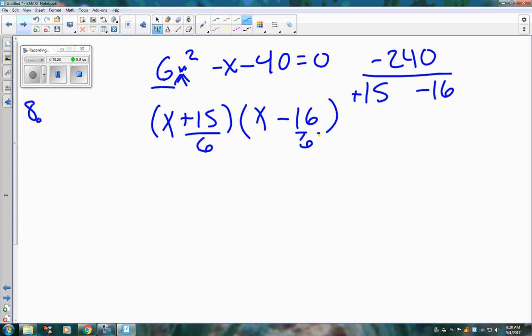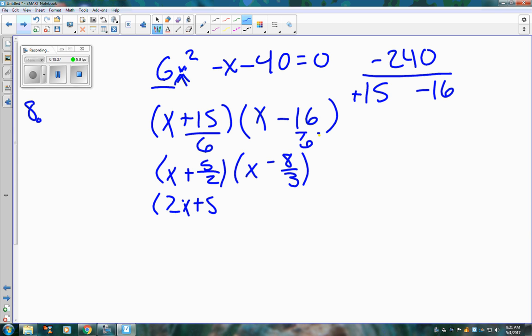This can reduce first to be, and what about this one? Now slide. Are we still trying to find the solutions? Yes. And set both of them equal to 0.